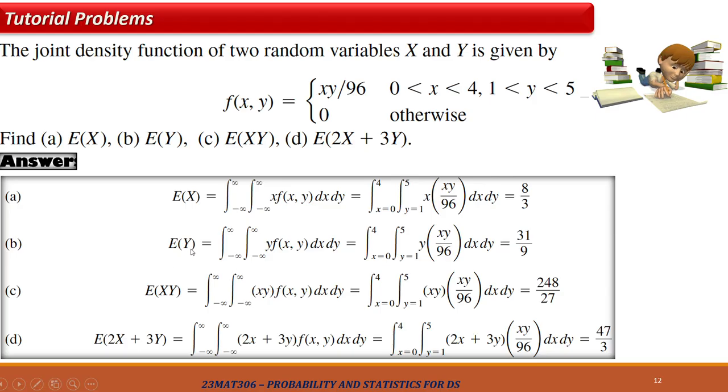Likewise, we have to find the E of y. E of y means what's the formula? y into our function. E of xy means xy into our function. Okay. And this is very important, 2x plus 3y. So we can directly write it as 2x plus 3y, and we have to multiply these things. So we integrate 2x into xy by 96 plus 3y into xy by 96. So here we have separate double integration parts. So check it. Finally, we will get these answers.